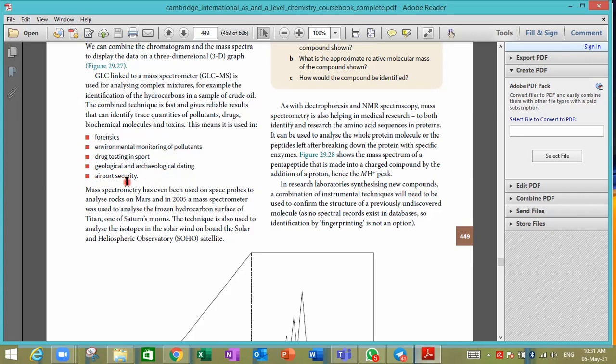Airport securities also. So in these different areas, we can use GLC followed by MS in order to find out the different compounds that are found in this. Okay. Also, they have used mass spectrometry by taking samples of rocks on Mars in 2005, and they analyzed them to find out the composition of the rocks on Mars.